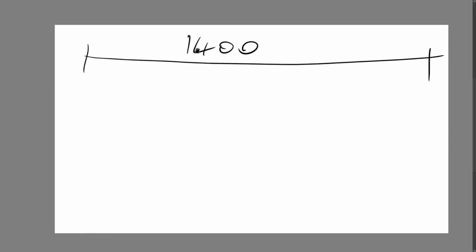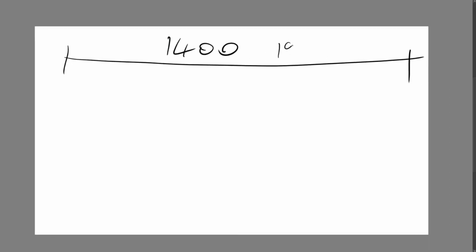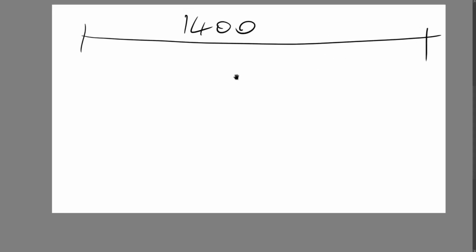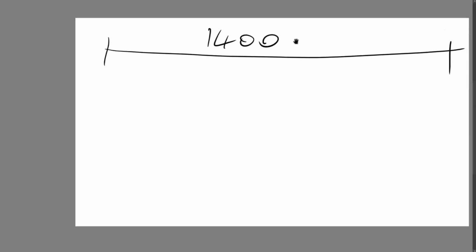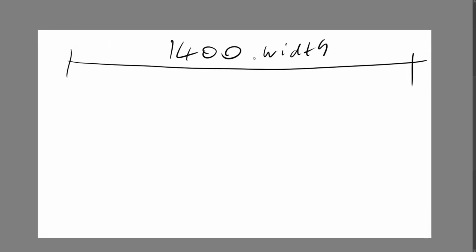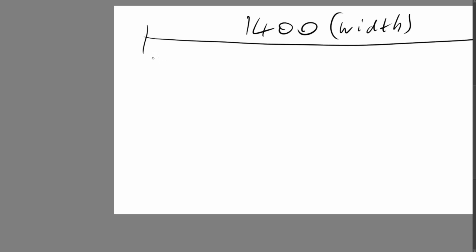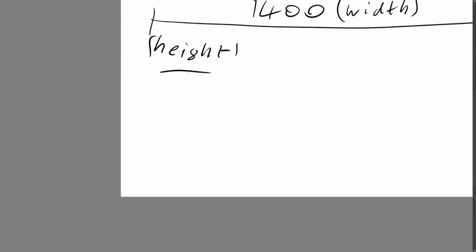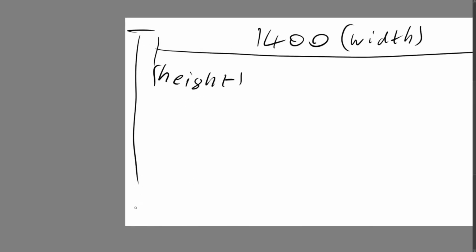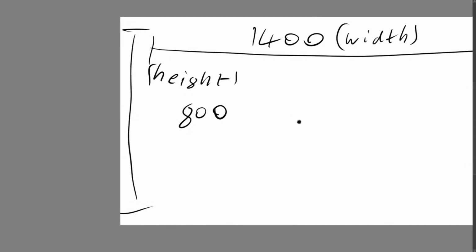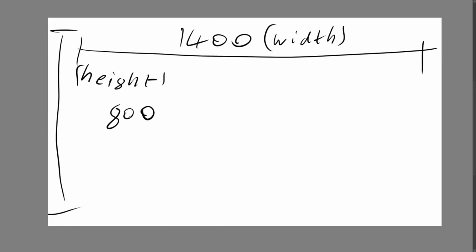Now, assuming this window is 1,400, usually it's going to be 1,000, or 1920 or 1280. I think, is that 720p? I forget. And this is width, and height. I hope I've spelled that correctly. In the window that we've made, from here to there is 800. So width by height.